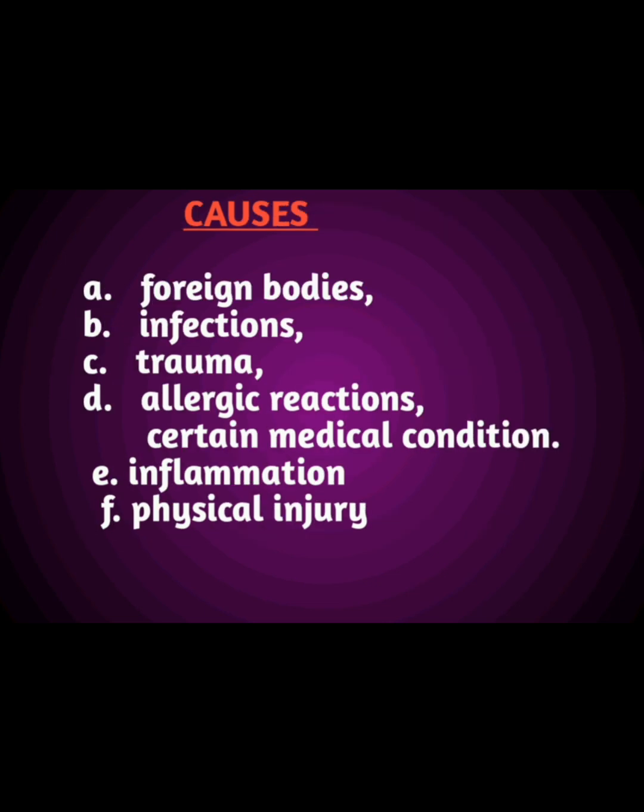The next one is causes, how it arises in our body. First, foreign bodies, infections, trauma, allergic reactions, certain medical conditions, inflammation, and physical injuries. Based on these causes, the obstruction of upper airway will form.